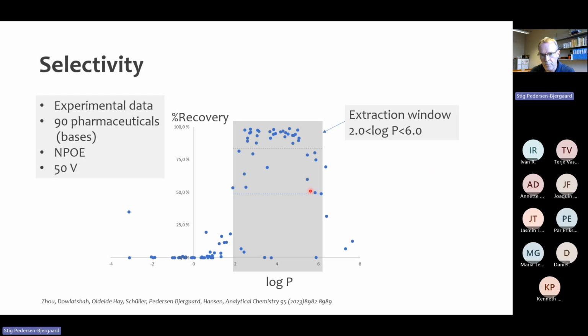With NPV, it's from 2 to 6, but we can change the solvent and either shift the window to more polar substances or to more hydrophobic substances, but we can also tune the size of the window based on the electrical field.